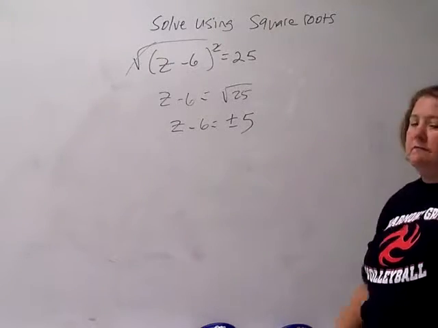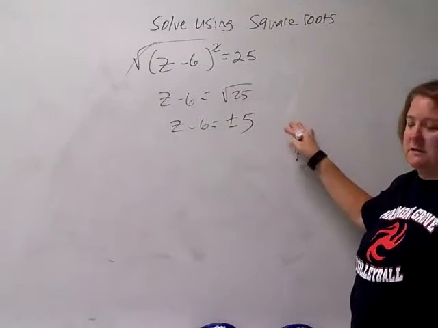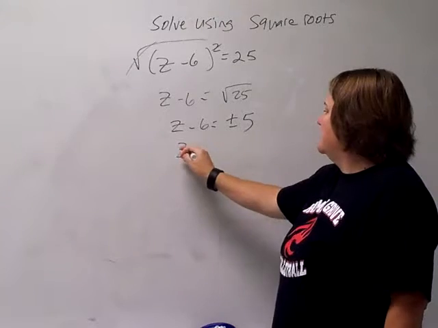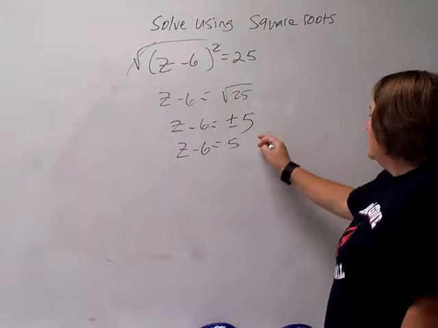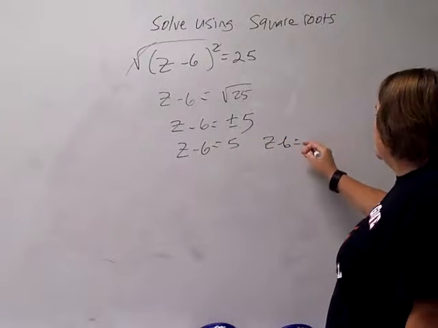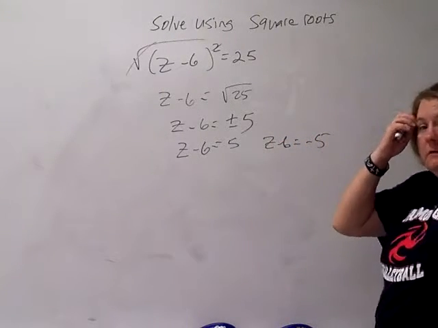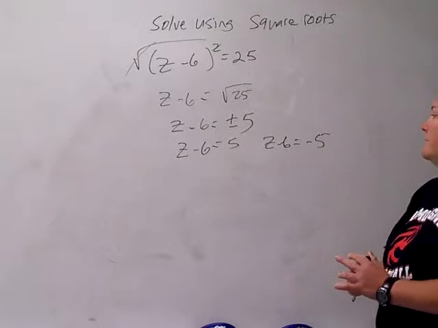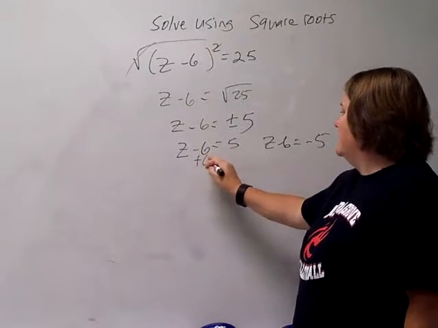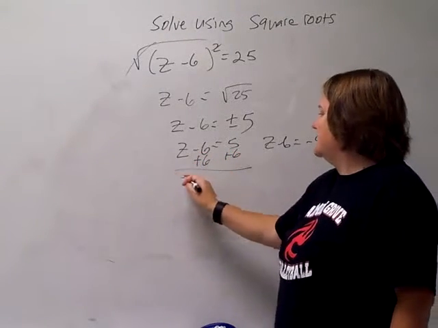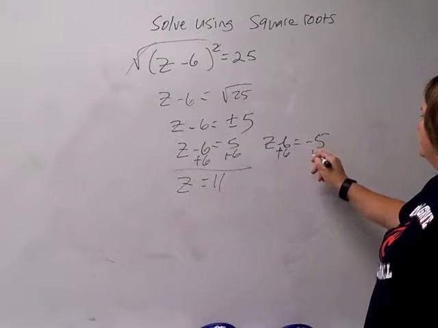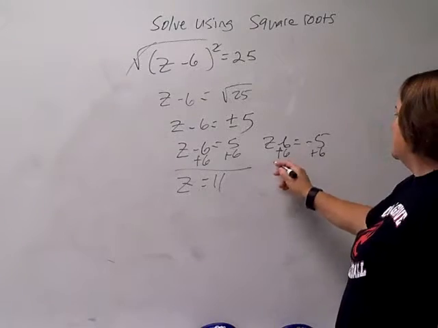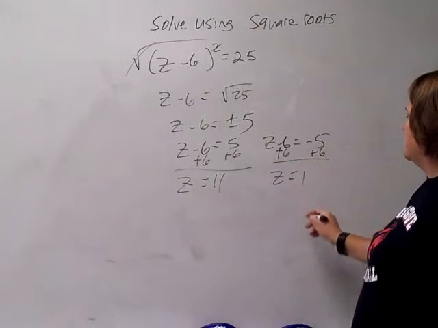Now to finish solving this, I actually have two equations to solve, because z minus 6 can equal a positive 5, or z minus 6 can equal a negative 5. It's just one step to solve both of those. Add 6 here. 5 and 6 is 11, so z is equal to 11. Add 6 here. Negative 5 and 6 is 1, so z equals 1.